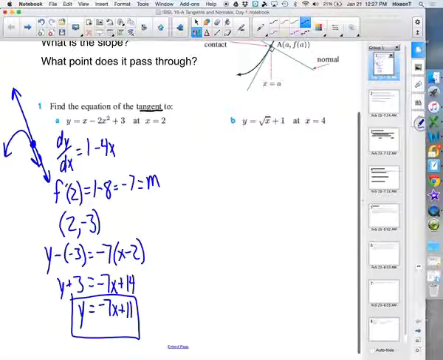That's one thing you guys have to keep straight. Am I looking for a rate of change? Am I looking for a slope? Then you're going to plug it into the derivative. If you're looking for a location, you need to plug it into the original function.